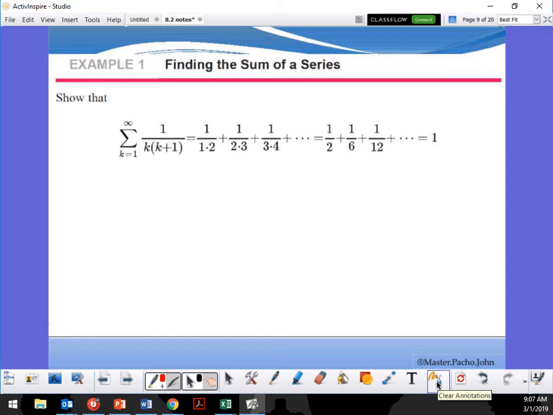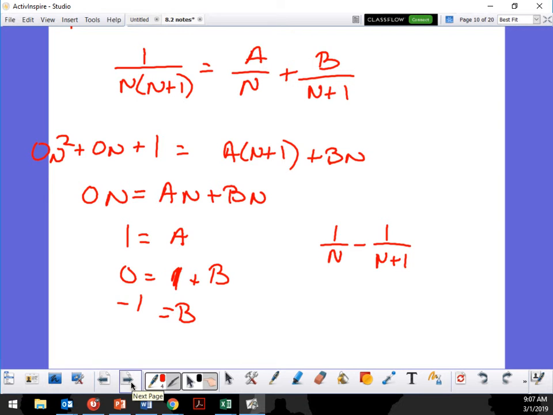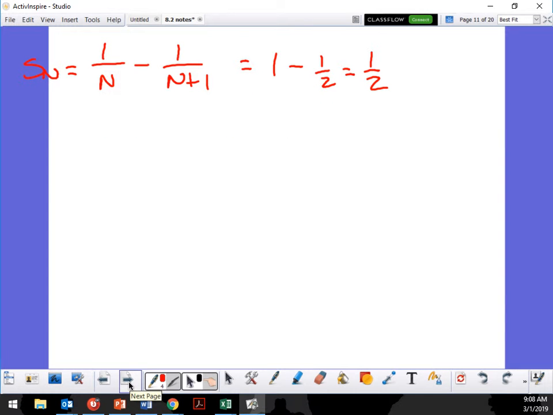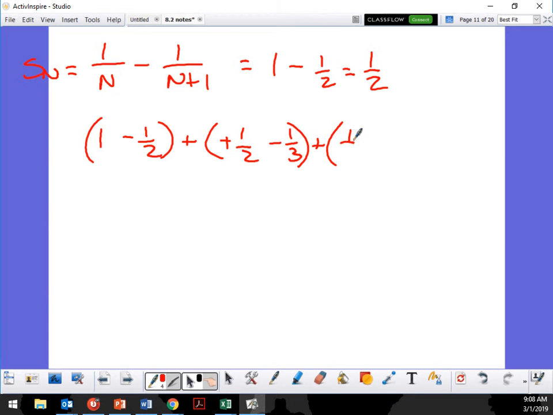So if I continue the pattern, it's going to look like this. It's going to be 1 minus 1/2 as my first one, plus, what's my next one? Oh wait, sorry, this is positive, and this is going to be 1/3, right? Plus 1/3 minus 1/4, right?